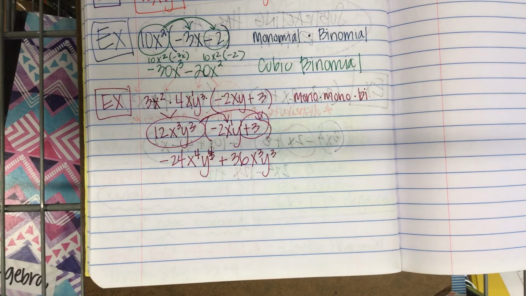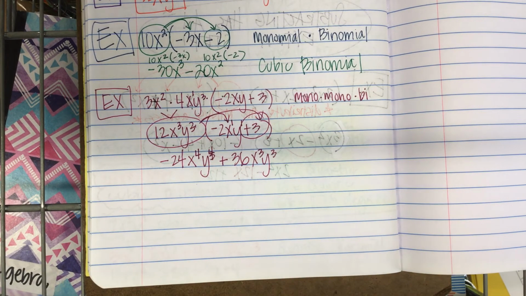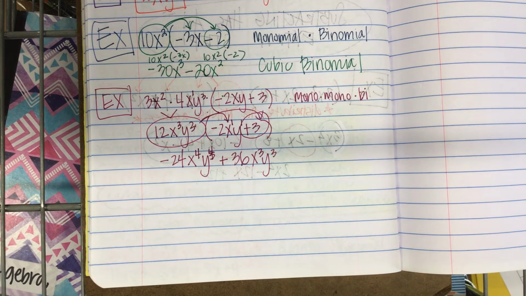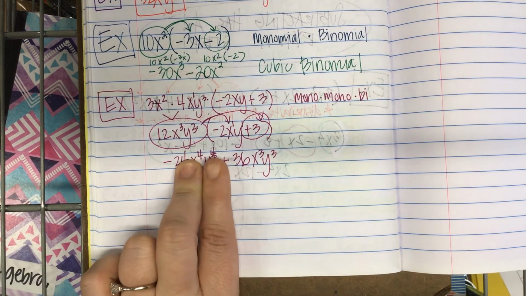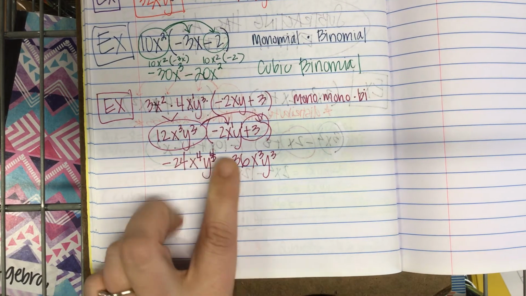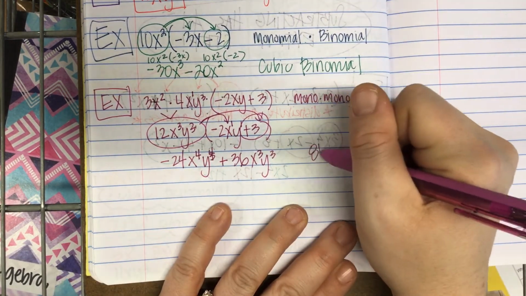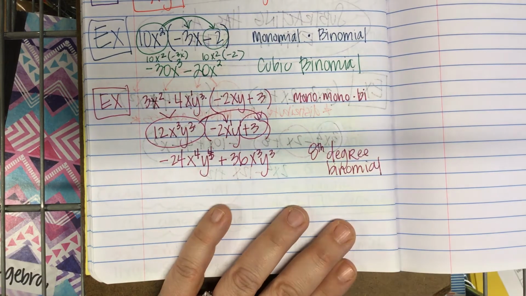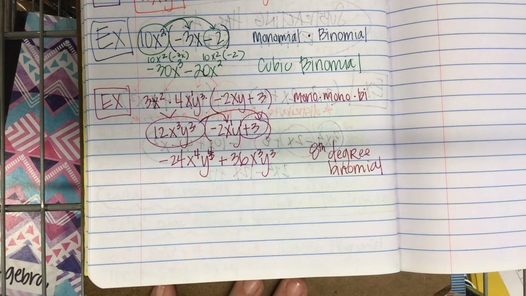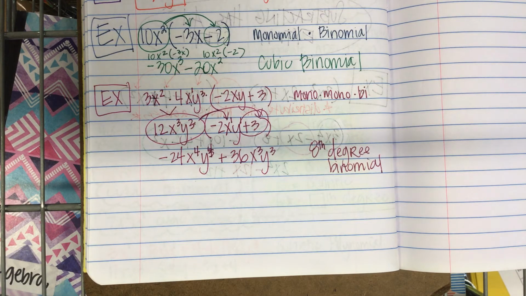If I was going to name this, what would it be? Wait for me to write it. A quartic binomial. Eighth degree. Why eighth degree and not quartic? Because they're in the same term, so I add them together. It would be an 8th degree binomial. I know we're taking notes. So again, embrace the nerdiness of it. It's kind of cool that we can do this.